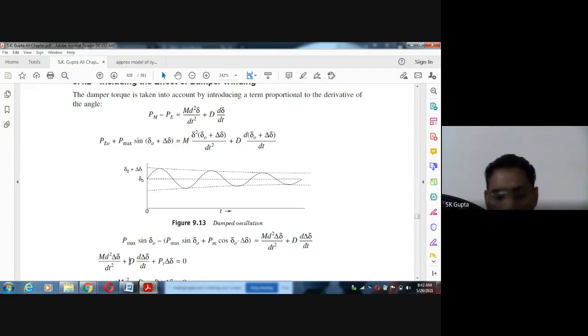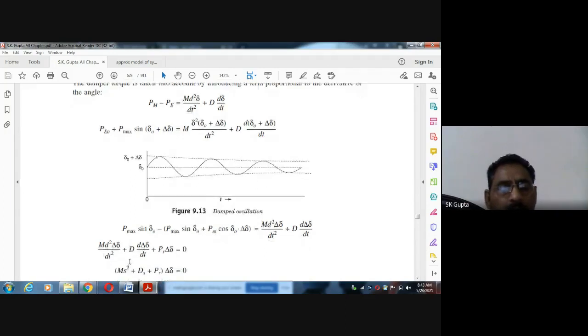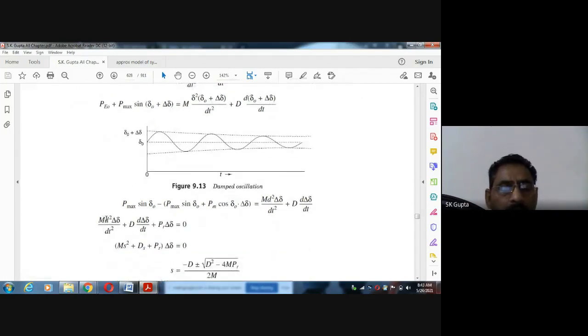Okay, I think there should not be any problem in this. Now d square delta by dt square is s square, and d delta by dt is equal to s. Here it is a complete s, not a subscript. It is s, and this is pr. Delta is common. Earlier this d term was 0, otherwise this equation is the same.